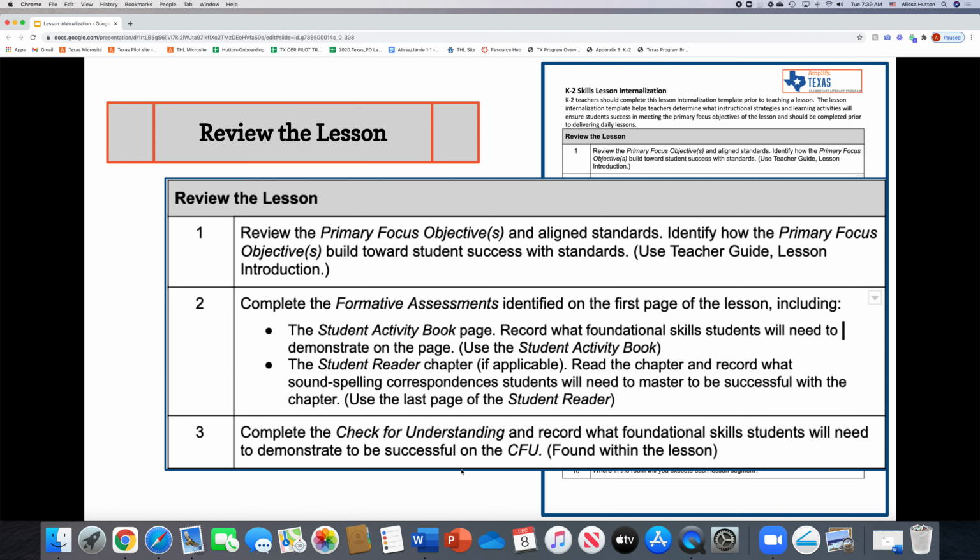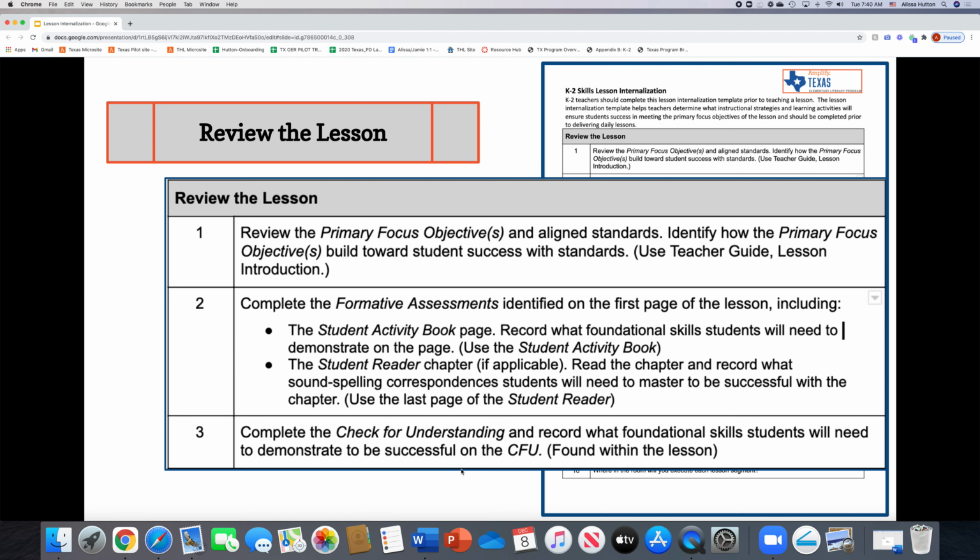The second step will be to complete the formative assessments identified on the first page of the lesson, including the student activity book page, when applicable, where we'll record what foundational skills students will need to demonstrate on the page, or the student reader chapter, if applicable, where we're going to read the chapter and record what sound spelling correspondences students will need to master to be successful with the chapter. This will be on the last page of the student reader. As you'll see in today's example, you may not always have both pieces to utilize for a lesson, so it will depend on each particular lesson and those objectives.